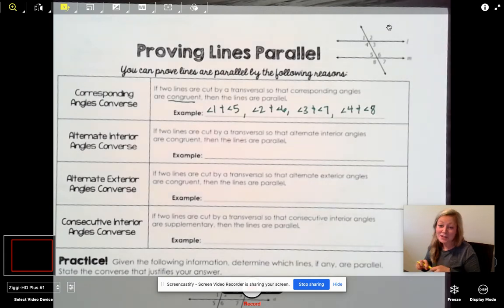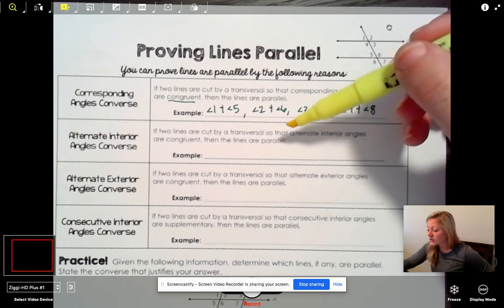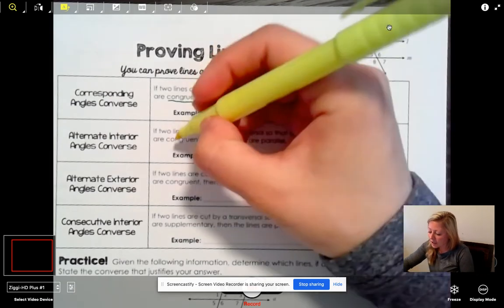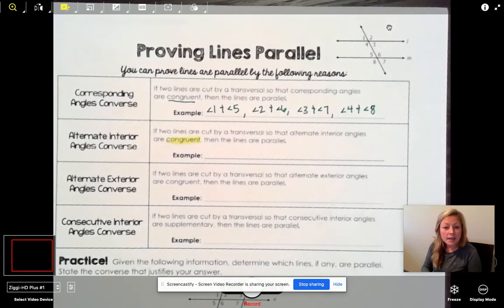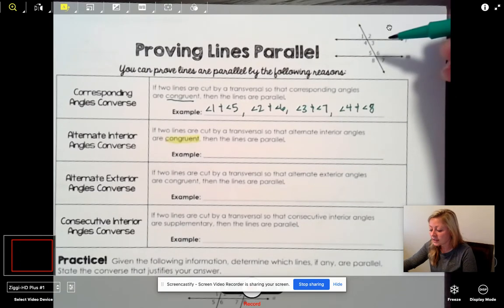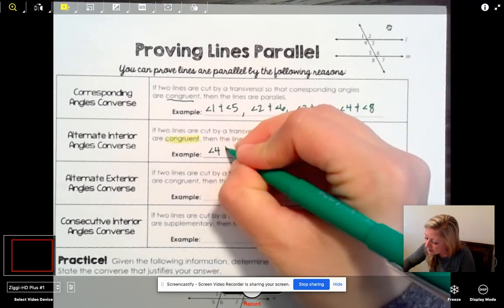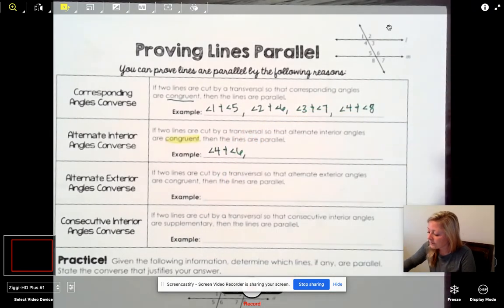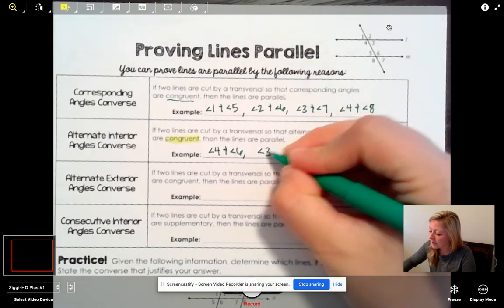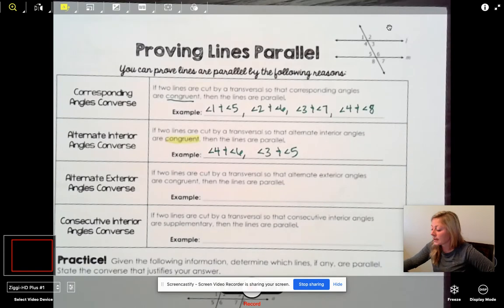Okay, let's try the next one. If two lines are cut by a transversal so that alternate interior angles are congruent, then those lines are parallel. Again, if you were given this picture and we had a pair of alternate interiors, so that would be angles 4 and 6, or angles 3 and 5, if we were to know those are equal in measure, line L would be parallel to line M.